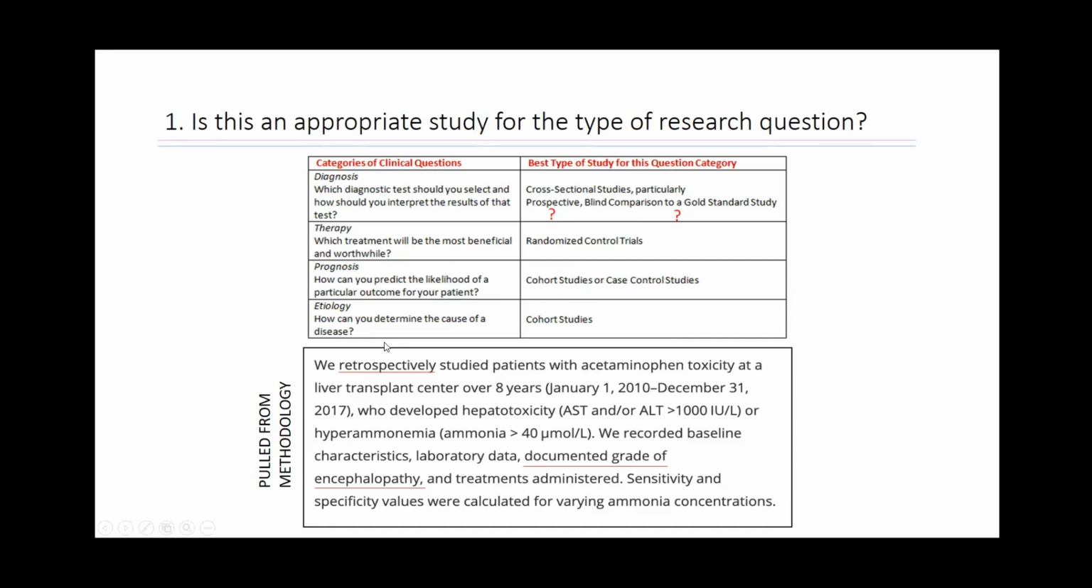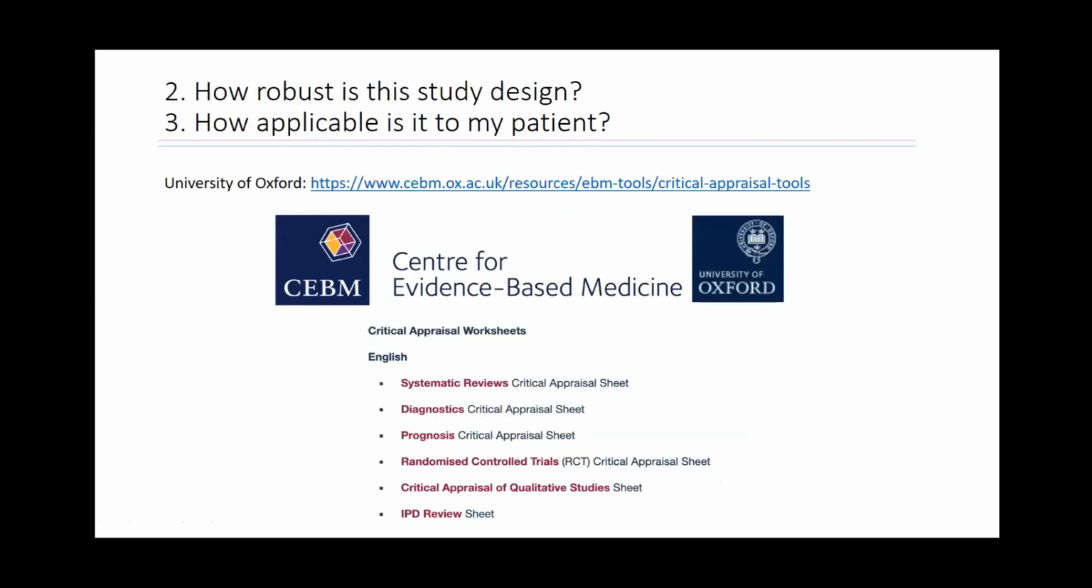So going back to our paper, if you read the methodology, they explain that they retrospectively pulled this data, and they selected patients that had hepatotoxicity, and they went back to the charts and looked for documented grades of encephalopathy, and then used all that data to calculate the likelihood ratios. So the first question: is this an appropriate study design? It's appropriate. There may be something else in the literature that's prospective that you may think is higher quality data, but I would say that it's appropriate to use. The next question is, how robust is the study design? And how applicable is it to my patient is the third question.